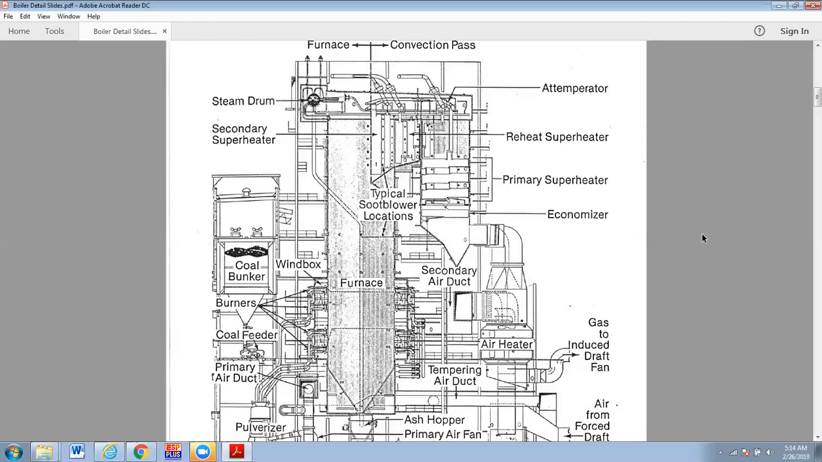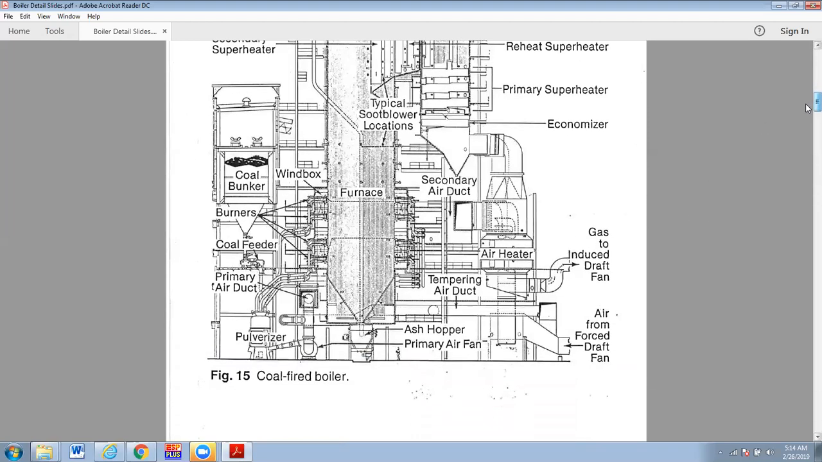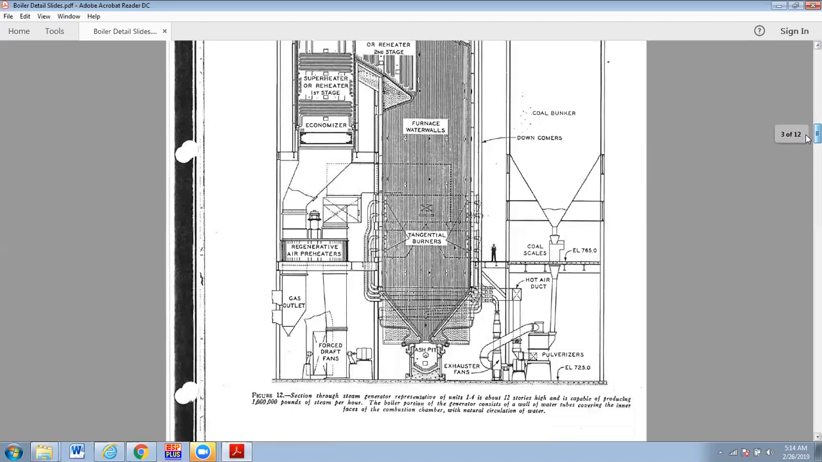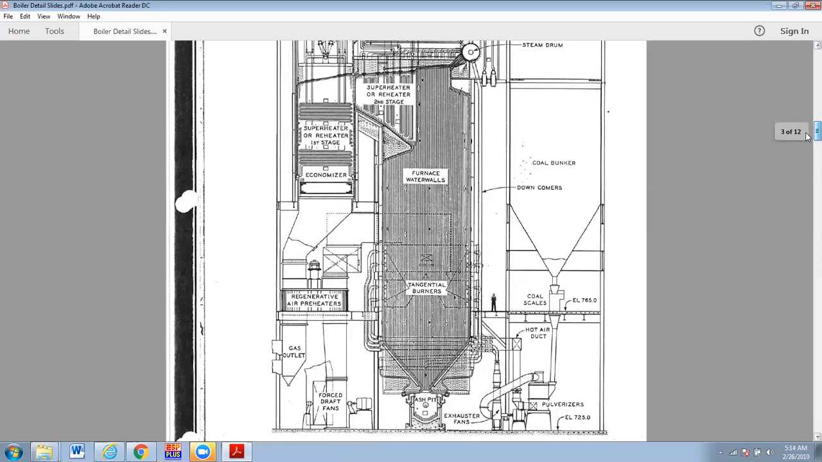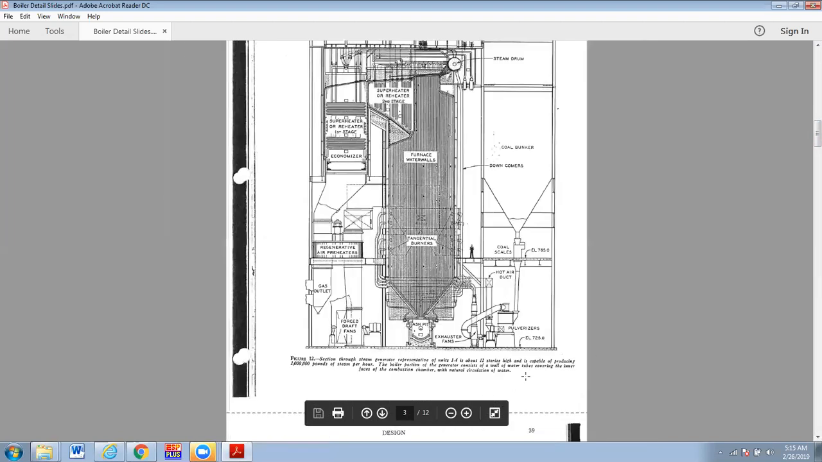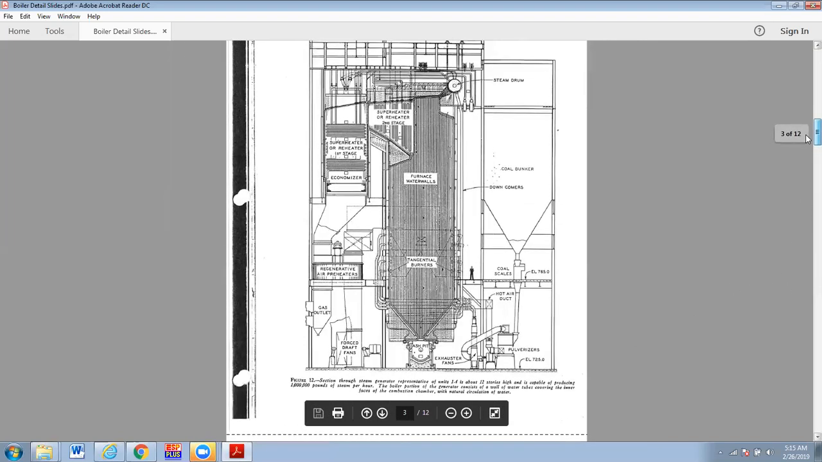I think that's pretty good. Let me go pull down here. I think we've got some slides that show some of that. This is actually the smaller unit at Kingston. This is what the diagram of those boilers looks like. We can take a quick look at this. So you see the regenerative air heater here.